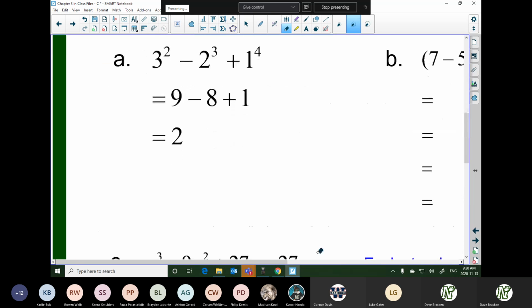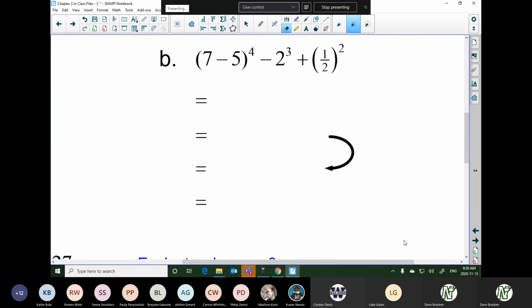We ask ourselves, are there any brackets? Because BEDMAS says to do brackets first. Well, there is right here, 7 take away 5. Inside this brackets, there's an operation for me to do. So 7 take away 5 ends up being 2 inside the brackets. This is being raised to the power of 4. I then have take away 2 to the power of 3.